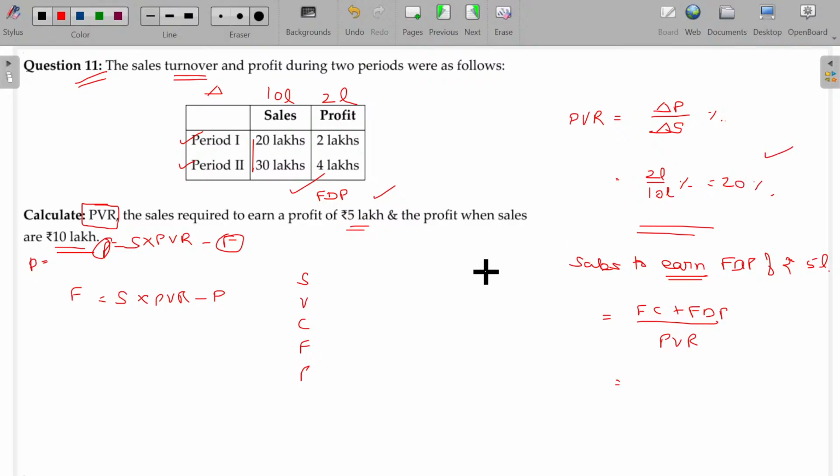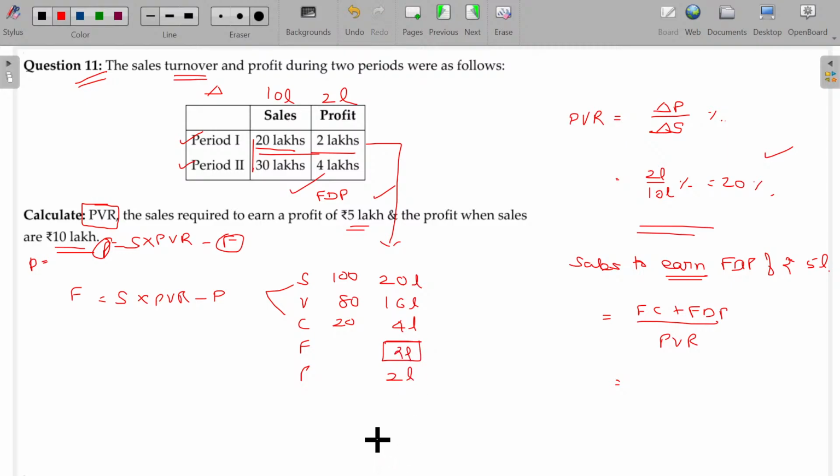And PVR in this case being 20%. If this is 100, contribution is 20, variable cost is 80. You can take one of the data, probably period 1 data. If I take the period 1 data, the sales for the period 1 being 20 lakhs, profit for the period 1 being 2 lakhs. 80% of the sales being the variable cost, that may be around 16 lakhs. Contribution should be 4 lakhs, and your fixed cost being the difference between these two, balancing figure. So this is 2 lakhs.